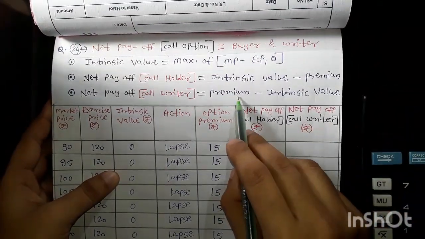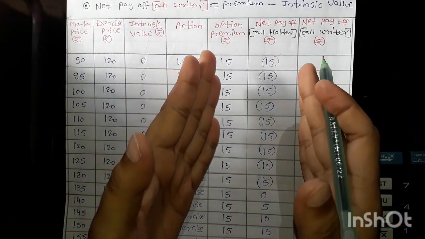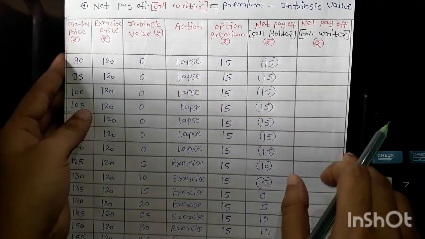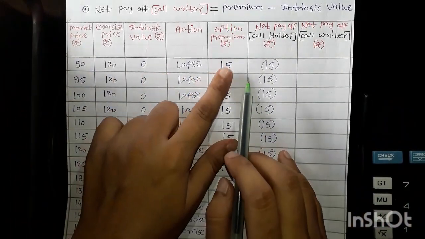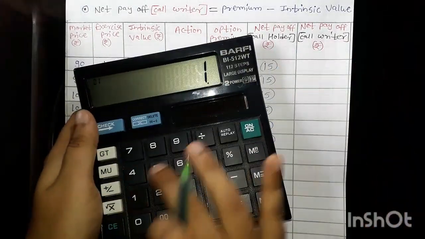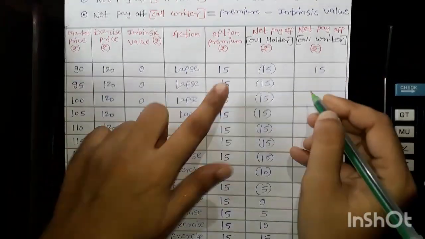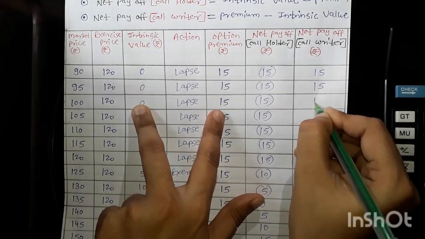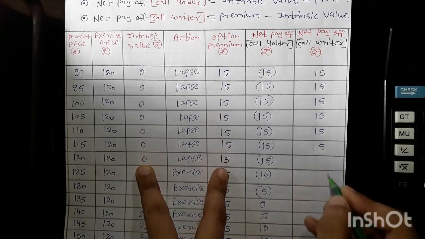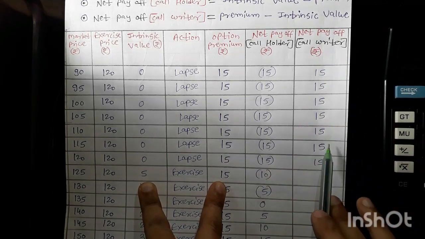Now for the call writer, the formula will be premium minus intrinsic value. Now one trick is there: whatever positive figures I got here, the opposite I will get here. I will show you. See, now the formula is premium minus intrinsic value. So 15 minus 0, positive 15, again 15 minus 0, positive, positive, positive, positive, positive. I have told you, if we are getting negative here, then the same value we will get as positive.